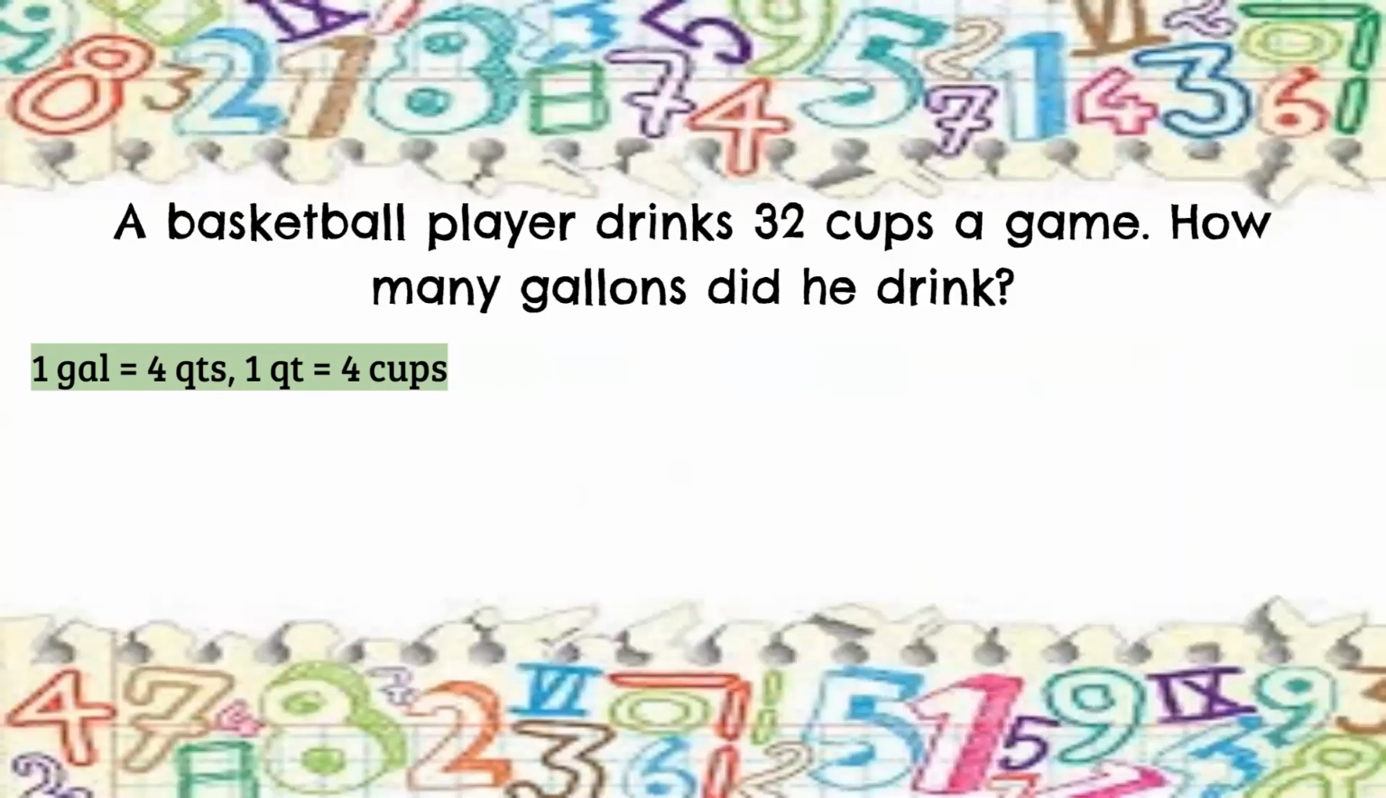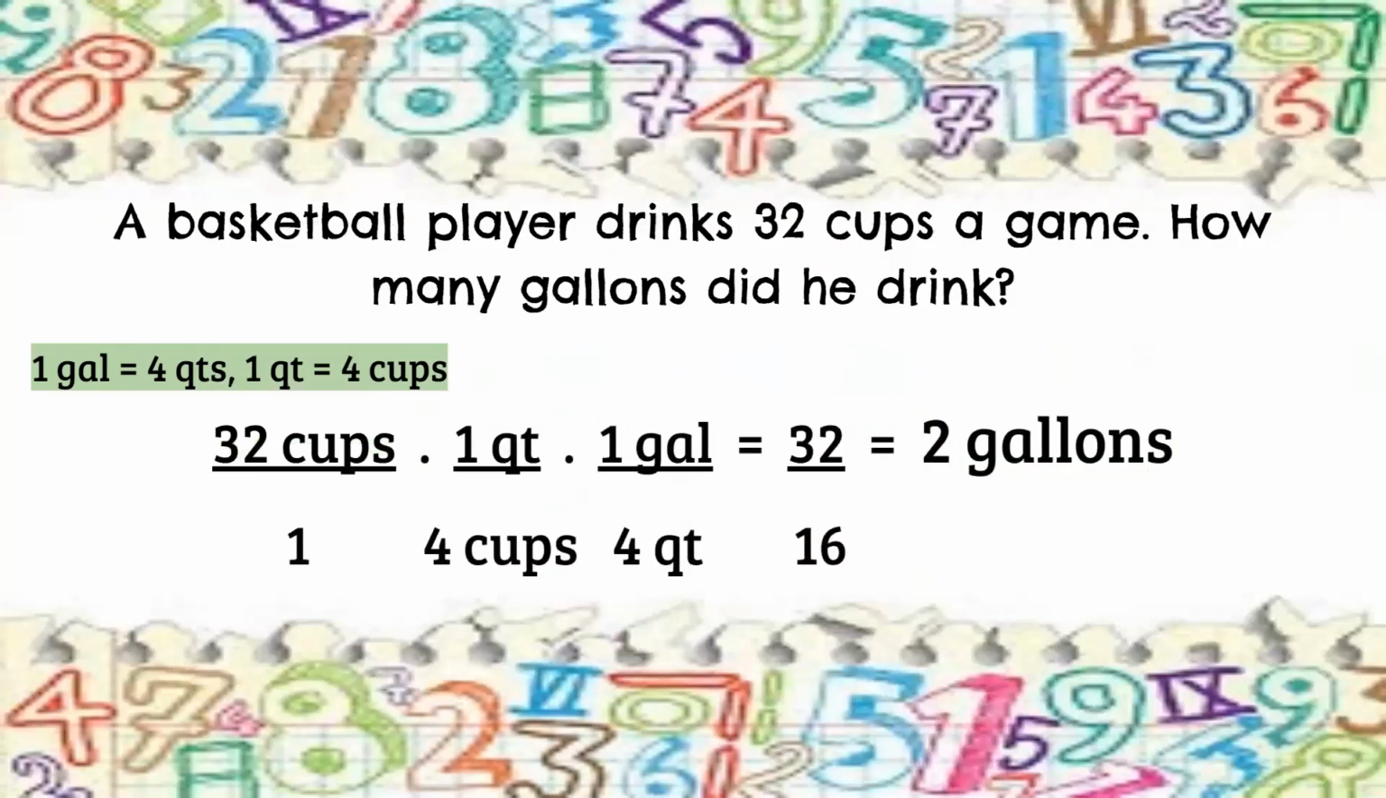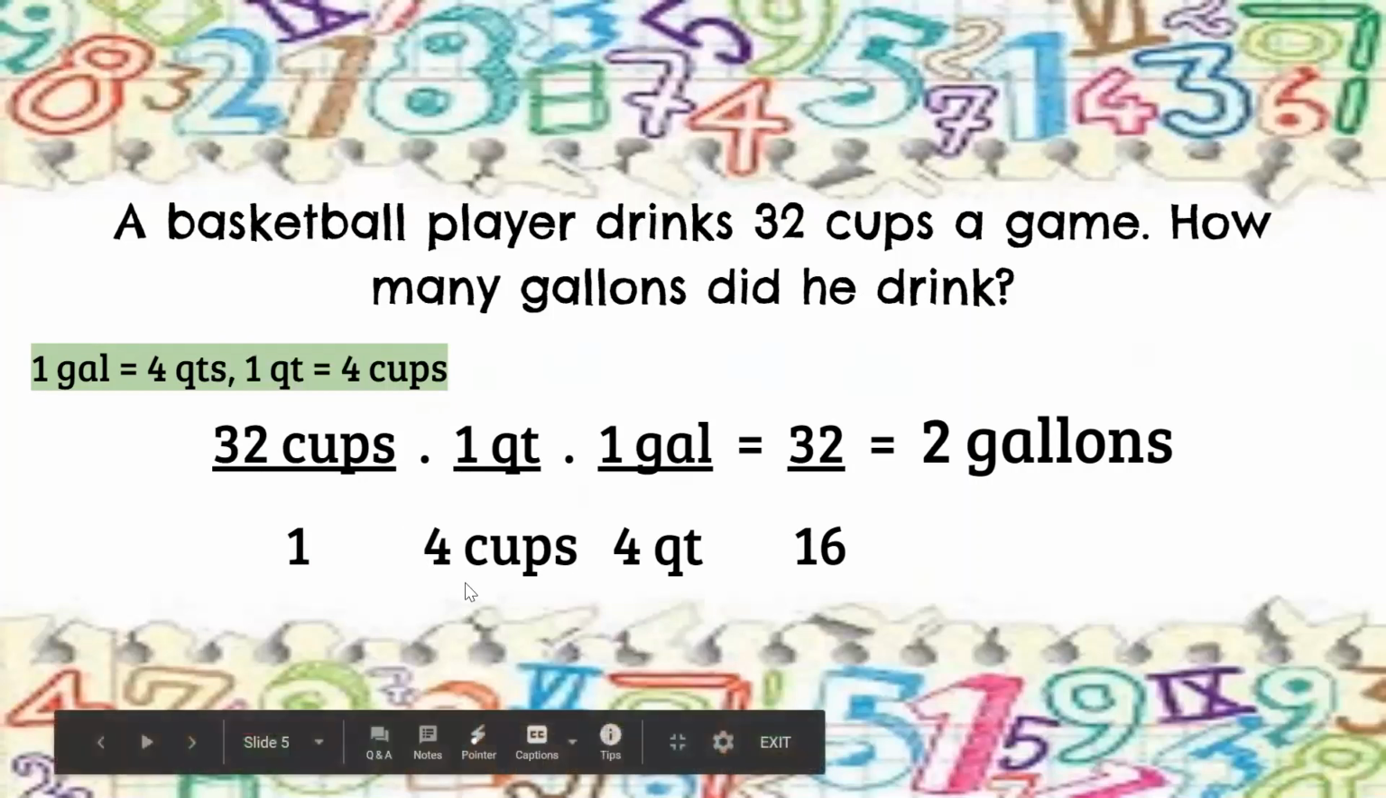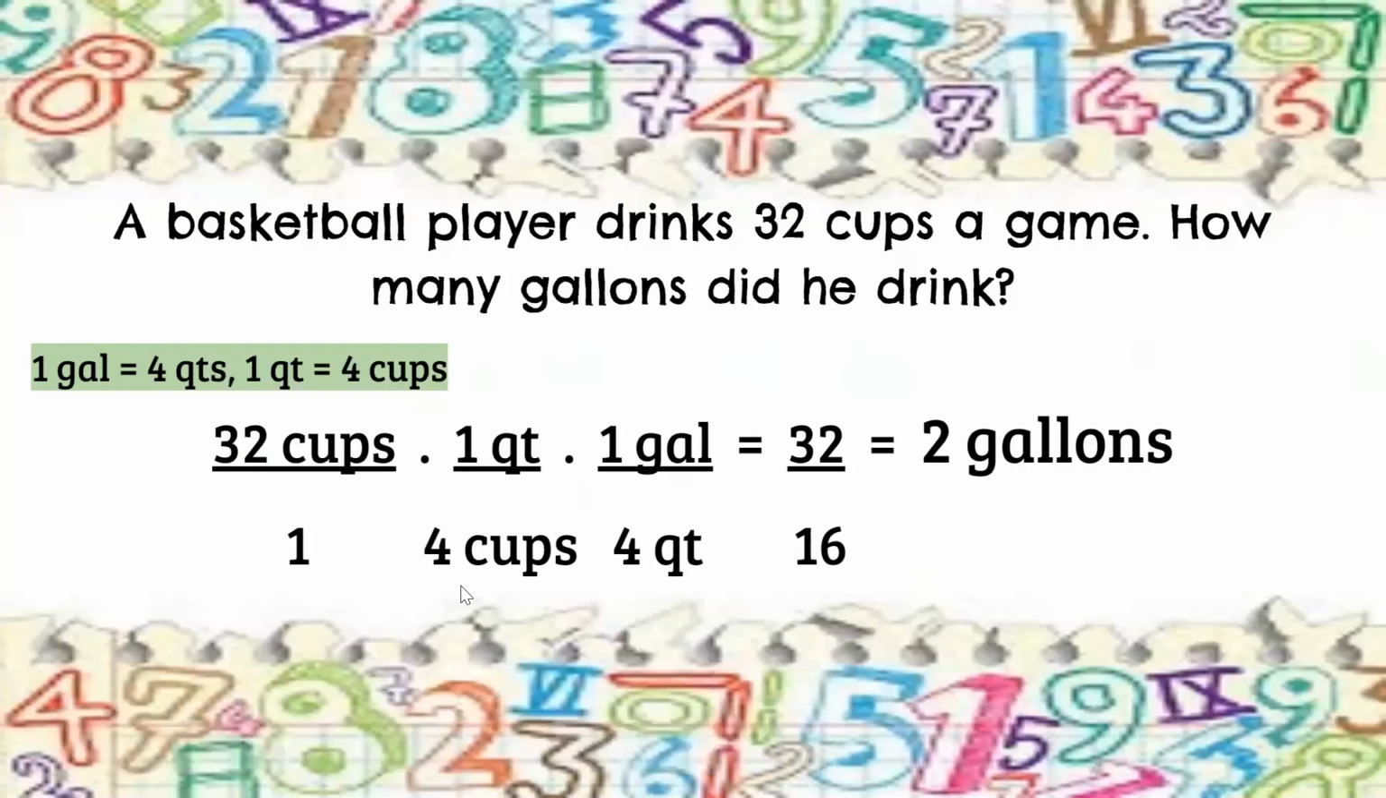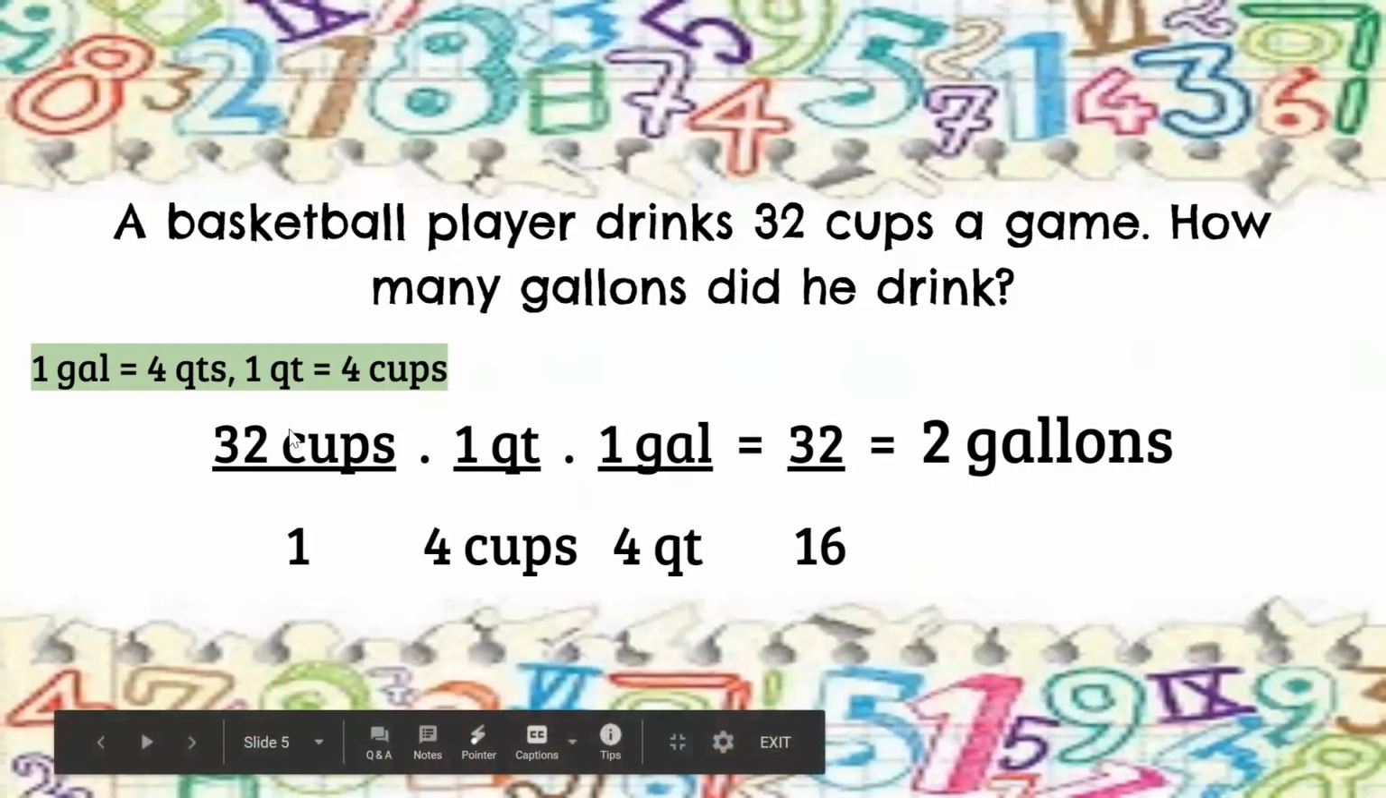Now, how do you think we would set up the equation? You can pause this video and think about it. If you set it up like this, then you are a winner. We would start with our given information, which is 32 cups over 1, and then multiply by 1 quart over 4 cups. 4 cups should be in the denominator as we want to cancel out the unit cups.